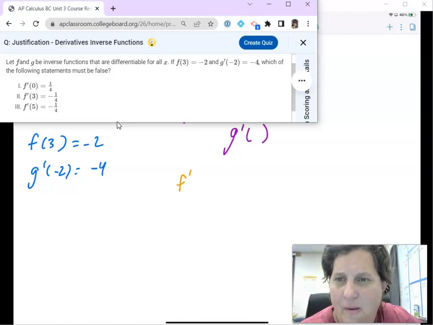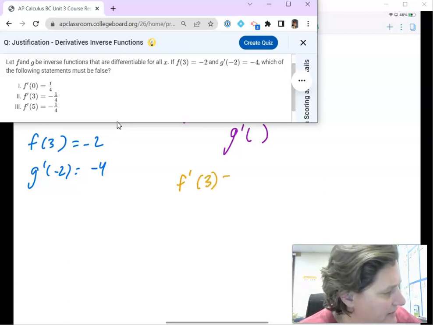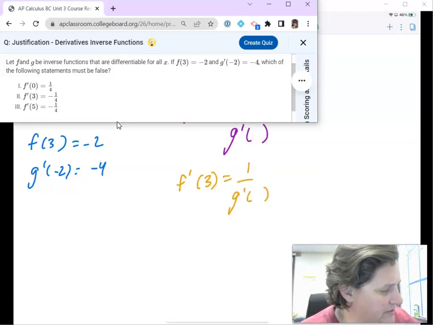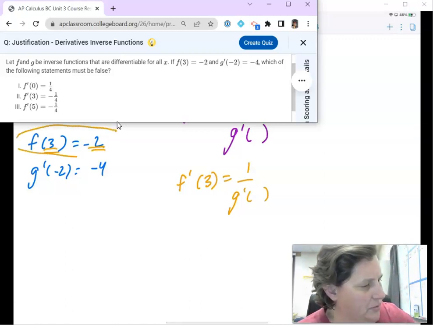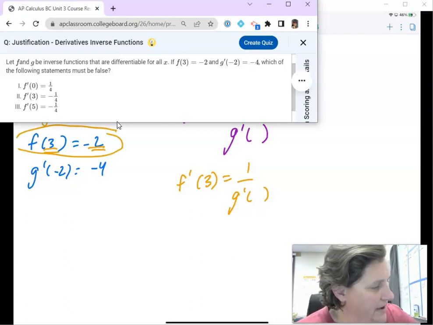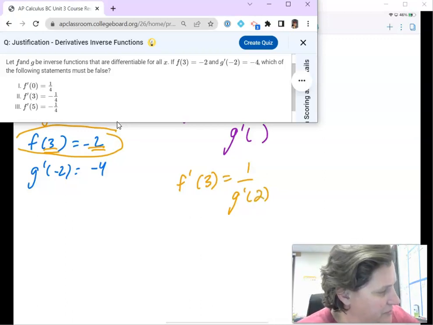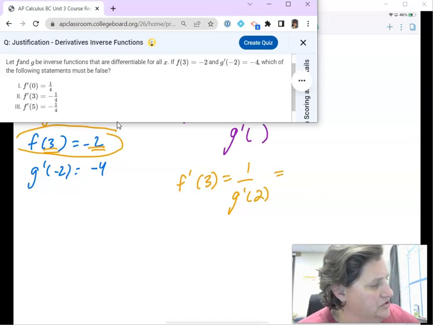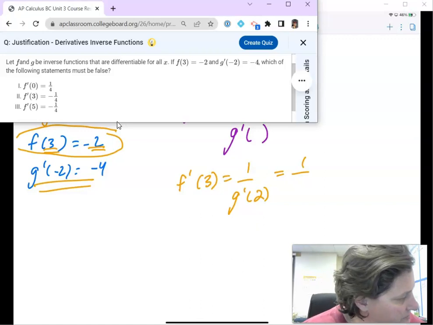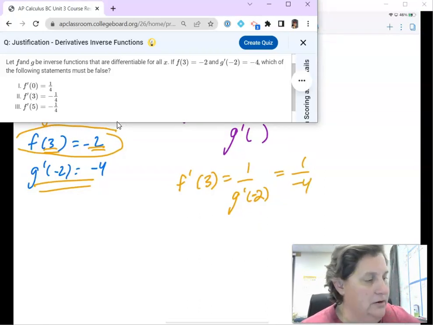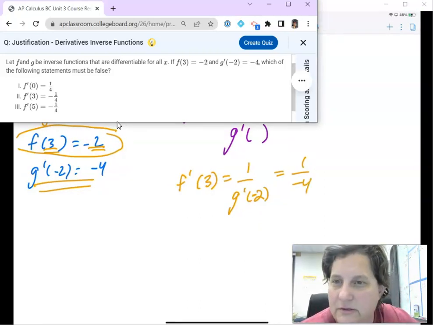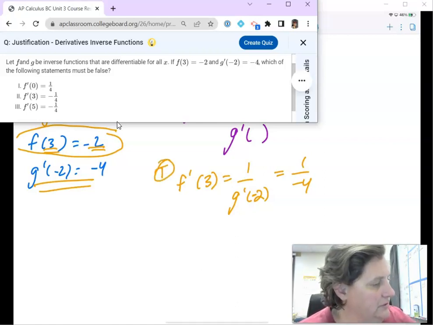f prime of 3 is 1 over G prime of something. Okay, cool. f of 3 is negative 2. That's magic point. Because that means that G of negative 2 is 3. So f prime of 3 is 1 over G prime of negative 2, which is going to be 1 over, and this tells me that G prime of, oh, I'm sorry, that was supposed to be negative 2, is negative 4. So f prime of 3 is negative 1/4. That's so true.